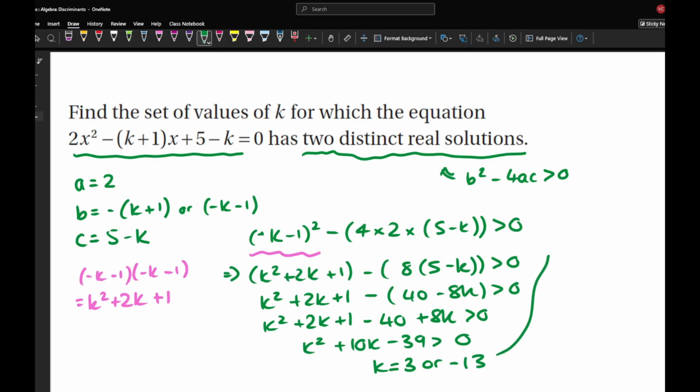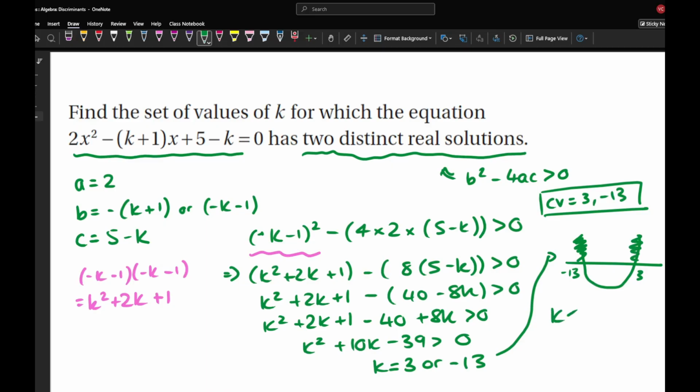So if we go back and we state what our critical values are, which are 3 and minus 13, and it is really important that you state what those critical values are. I draw my diagram. The k quadratic is going to produce a parabola. This is minus 13, this is 3, and then it's the values that I'm wanting is where it's above 0, so it's this region here. So my k values are going to be less than minus 13, or k is greater than 3.